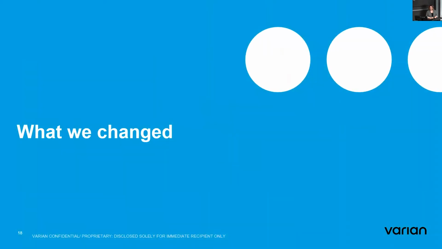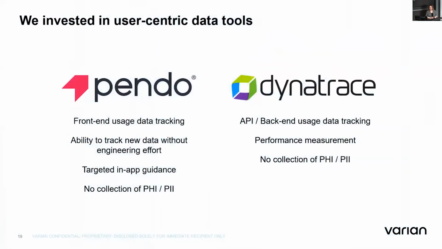So what did we change? The first thing we did is that we invested in new tooling to be able to track data more efficiently about how the patients are using the application. Those are the two main tools that most impacted our design process. There is Pendo, a tool that enables us to track usage data, basically what pages people go to and what they click on. And it's a tool that is really designed to be used by designers.